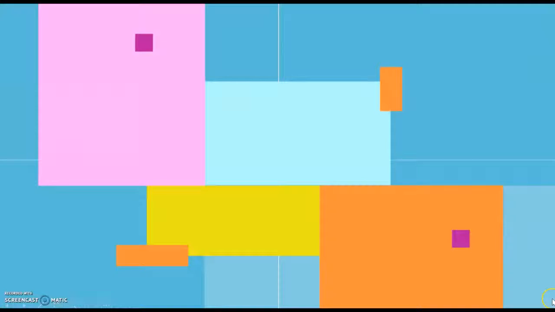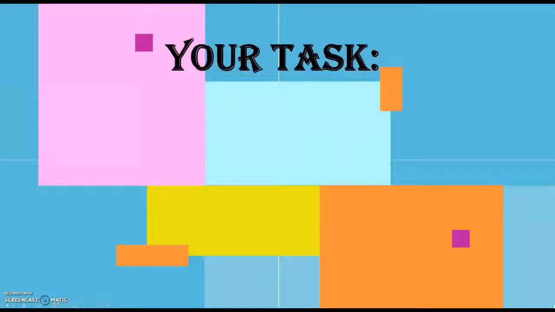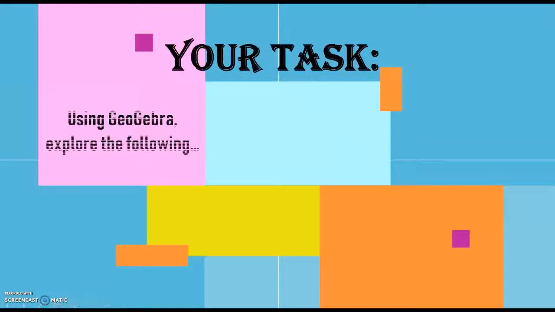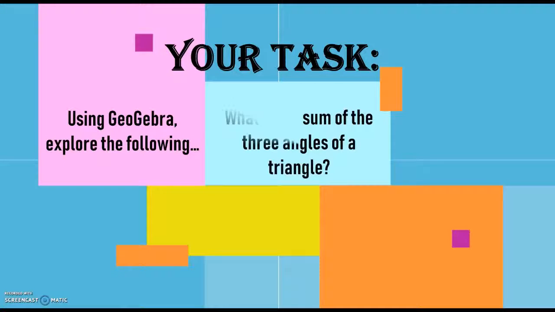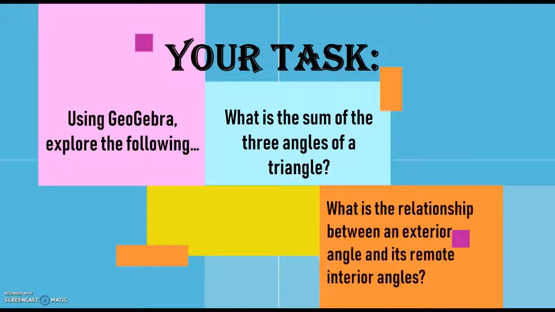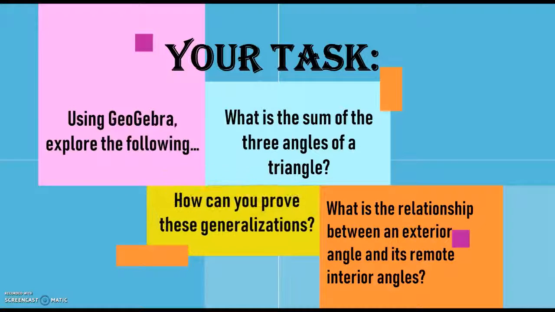To recap, you and a partner will each be creating triangles and measuring the angles of your triangles in order to see what type of relationship these angles have. You will then be looking at the exterior angles in order to see what their relationship is with the interior angles of a triangle.